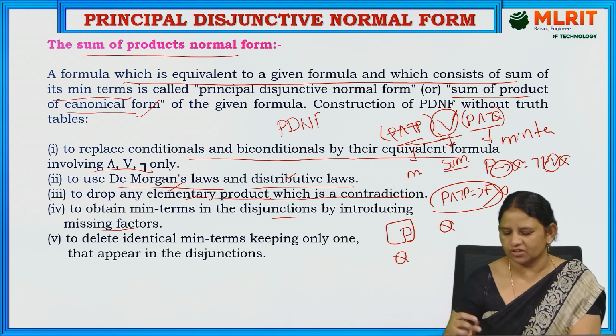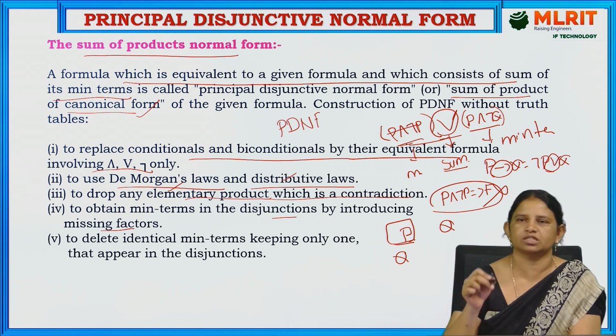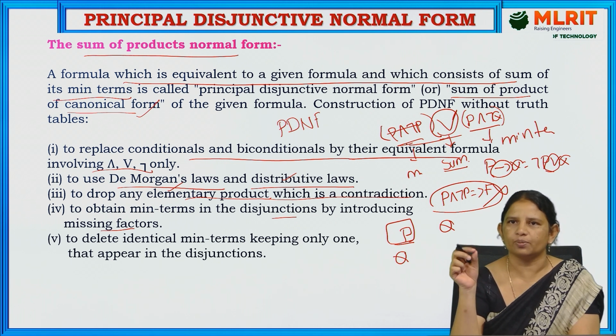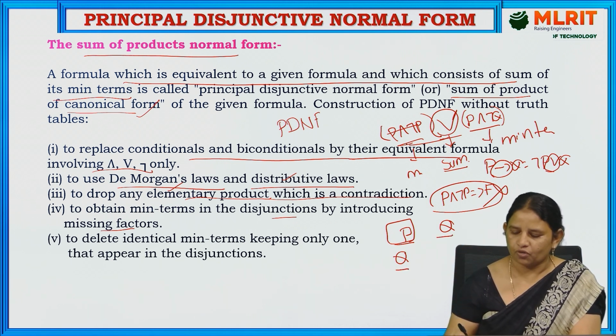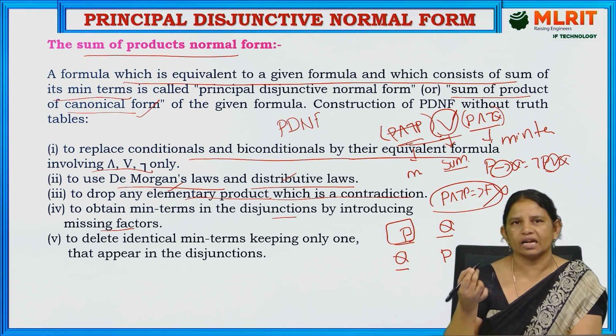What are the missing factors? If the proposition consists of the variable P, the missing factor is Q. Suppose the statement formula consists of Q. What is the missing factor? P. We need to add it to get the required minterm.